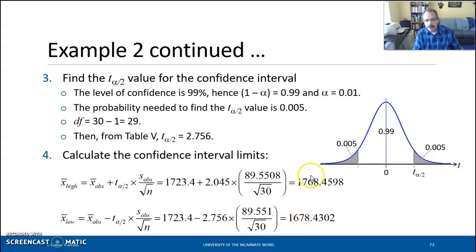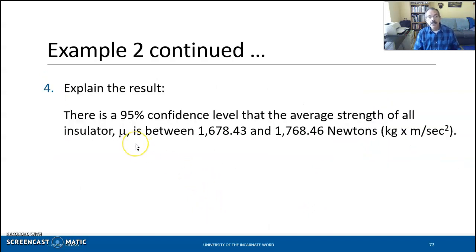So now that we have the limits of the confidence interval, we proceed to interpret the confidence interval. So then we can say that there is a 99% confidence level that the average strength of all insulators is between 1,678.43 and 1,768.46 newtons. And if you have taken physics, you might remember that a newton is just kilograms times meter divided by the second squared.